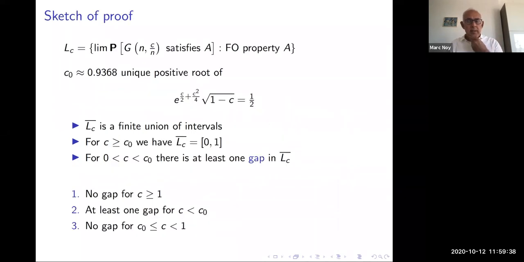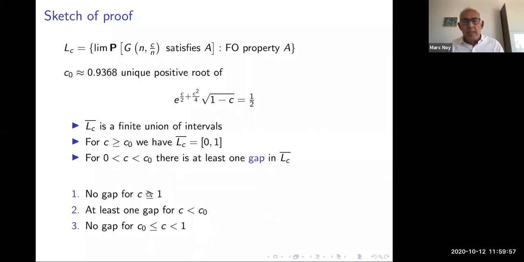Now, what is the sketch of the proof? Again, here is the statement. You take the set of limiting probabilities of first order properties. You take this special number, which is the unique root of this. And then these are the three statements we have to prove. And there will be 3 parts.